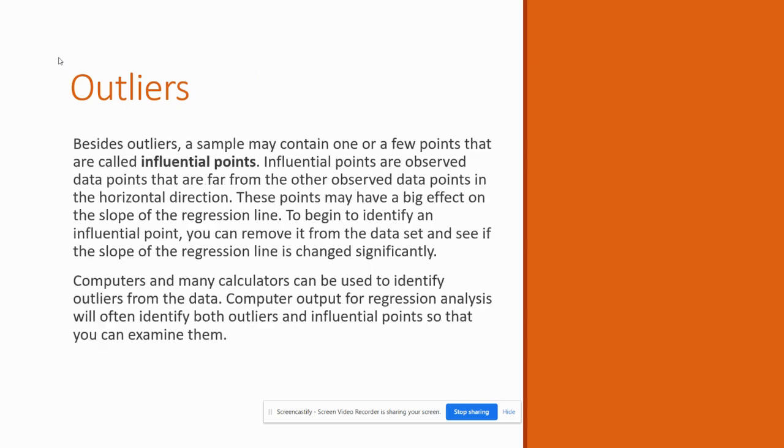So when you're looking at outliers, we can have something besides outliers called influential points. These can be far from the data values, and they can have a big effect on the slope of the regression line. So to identify an influential point, you have to remove it from the data set and see if the slope of the regression line changes significantly. Minitab and other calculators will identify outliers. Minitab does it beautifully for you, so you don't have to worry about it.